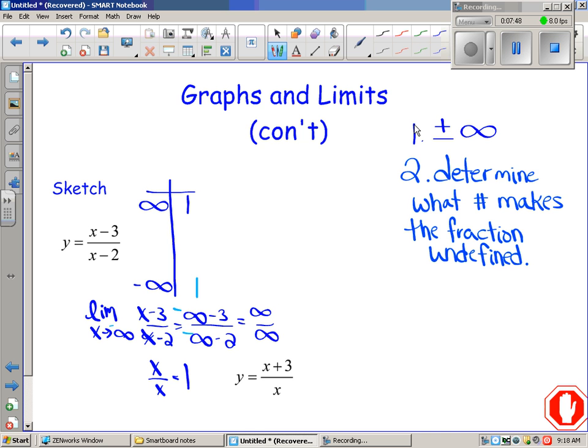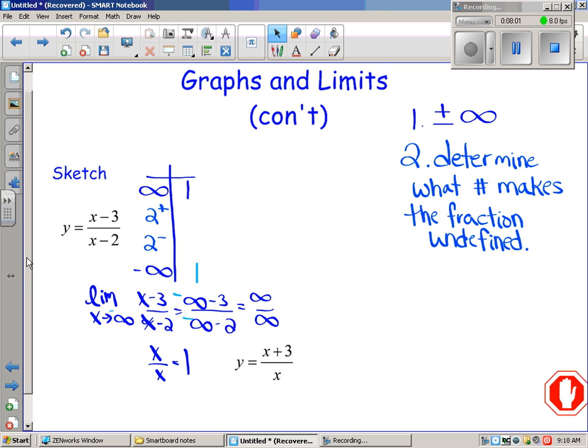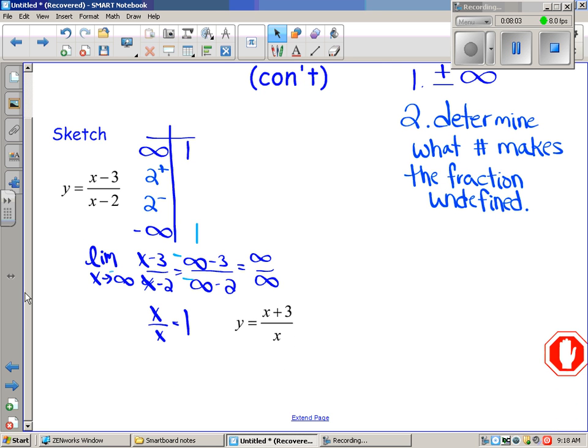I hope you're saying 2. And so that would mean that I'm going to look at 2 plus and 2 minus. I want to look to the right of 2 and to the left of 2. We don't know what's going on at 2, but I can certainly figure that out based on limits, right? I'm just going to move this guy over here for a minute.